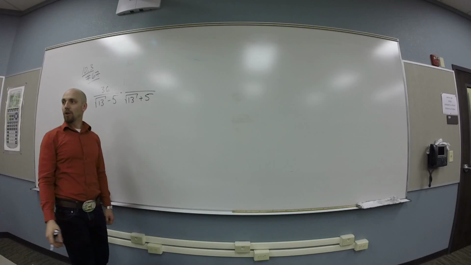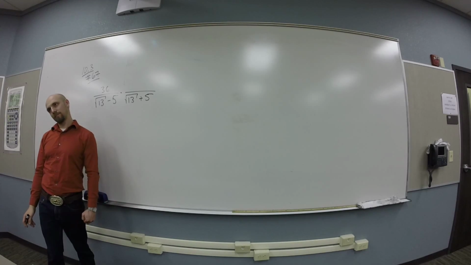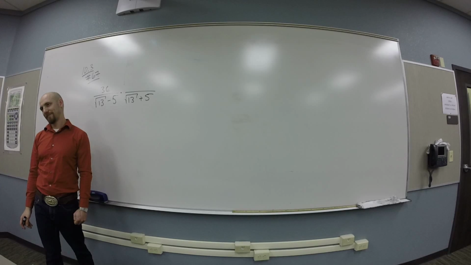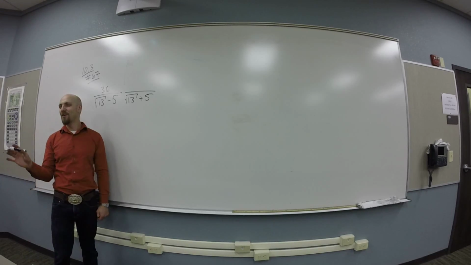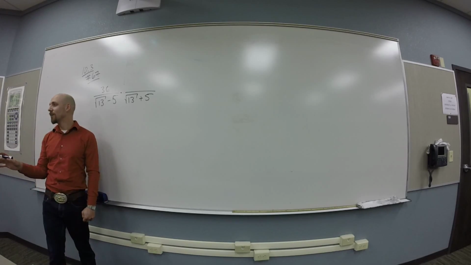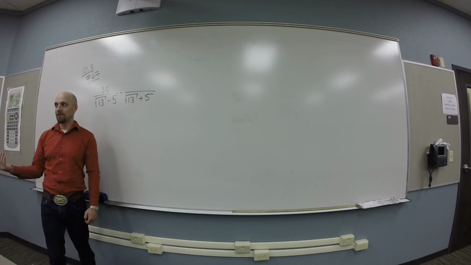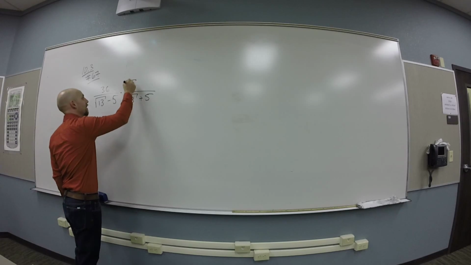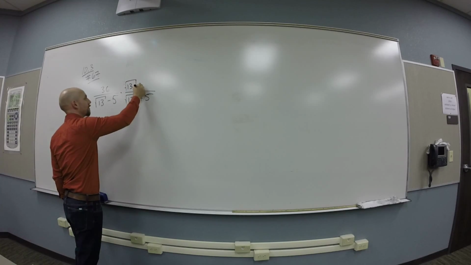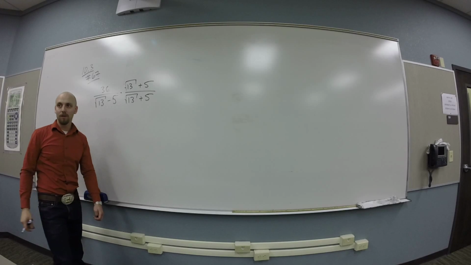And really, I only want to do this to the bottom, right? But I sort of have to do it to the top. Yeah, I've got to do it to the top too. So I've got the square root of 13 plus 5 on top and bottom.